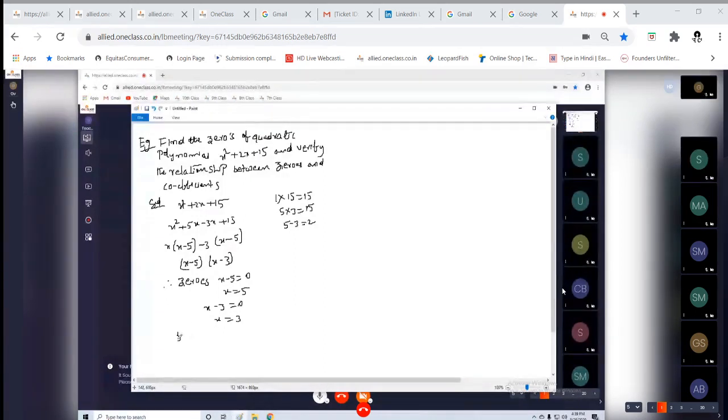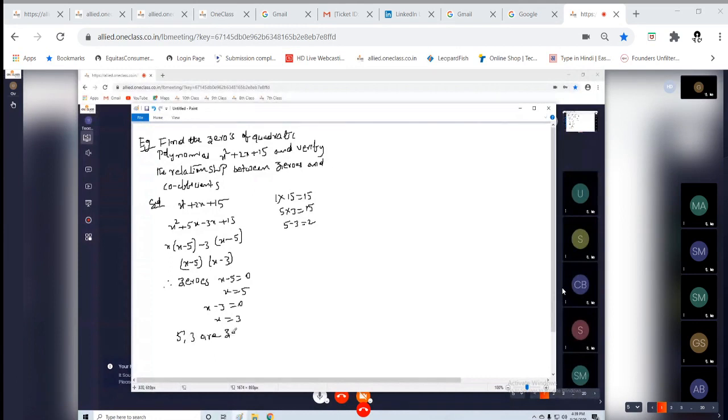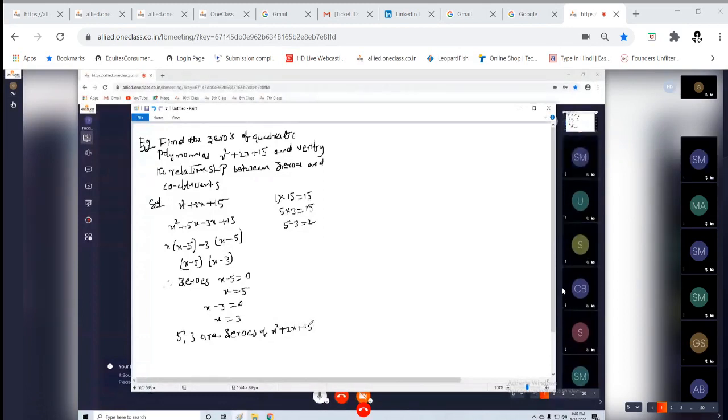Therefore, 5 comma 3, so the zeros of 5 comma 3 are zeros of x square plus 2x plus 15.